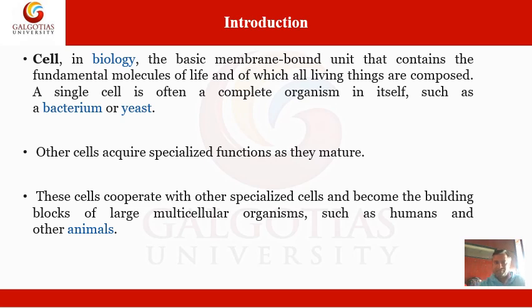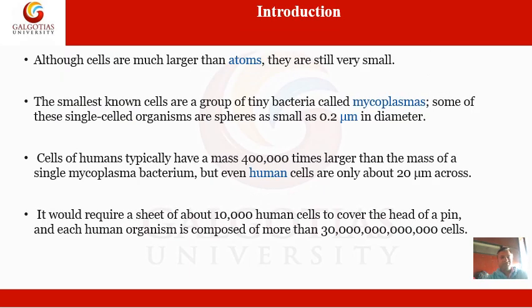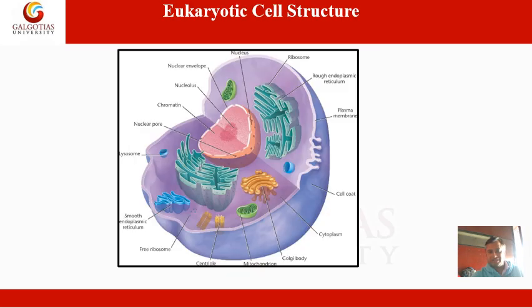This is a single cell, that means the bacterium is made up of a single cell, while a human is a multicellular organism. Tissue is made up of multiple types of cells. The smallest cell is a mycoplasma. Its size is less than 0.2 micrometer, and neurons are the largest cells, present all over the body in the central nervous system and peripheral nervous system.